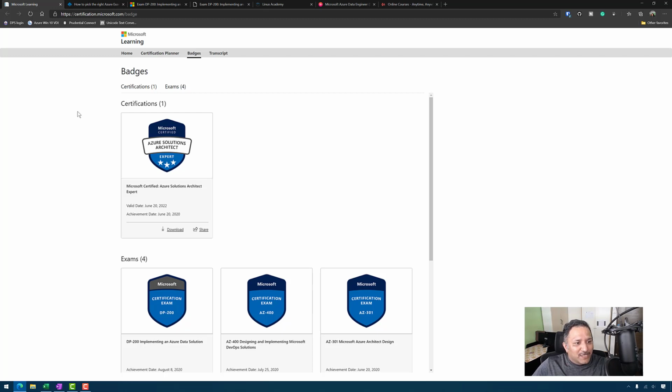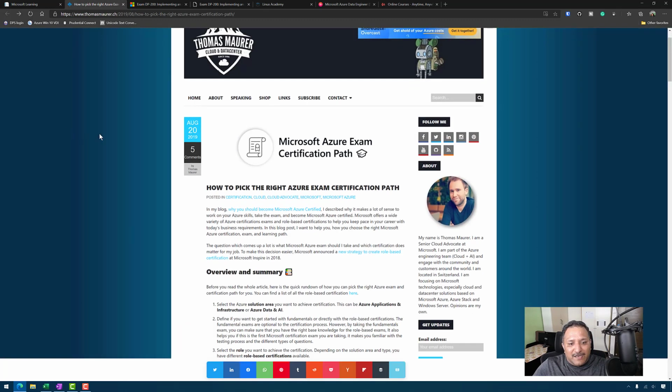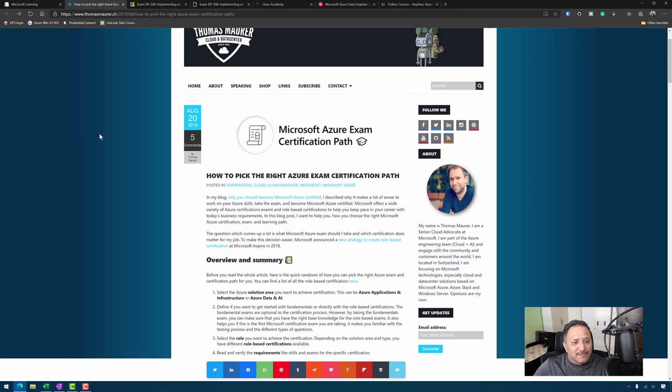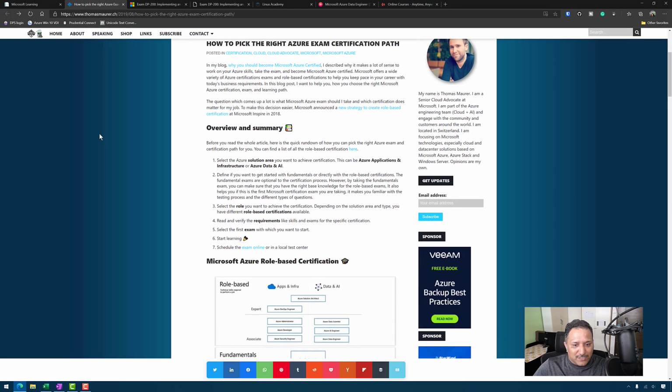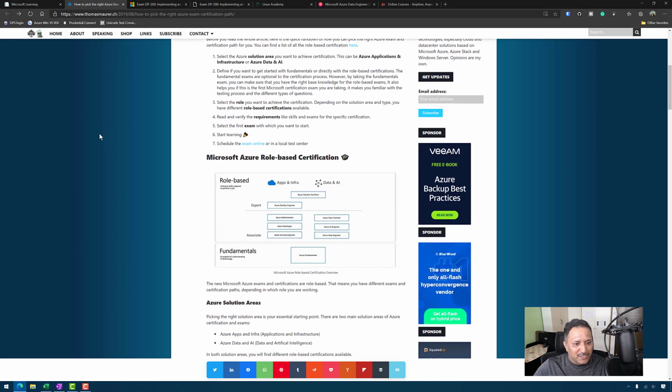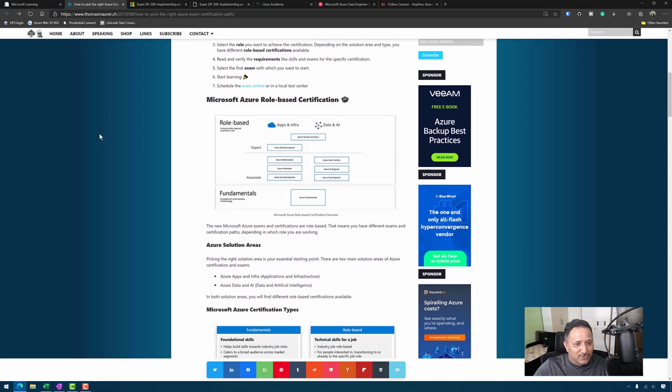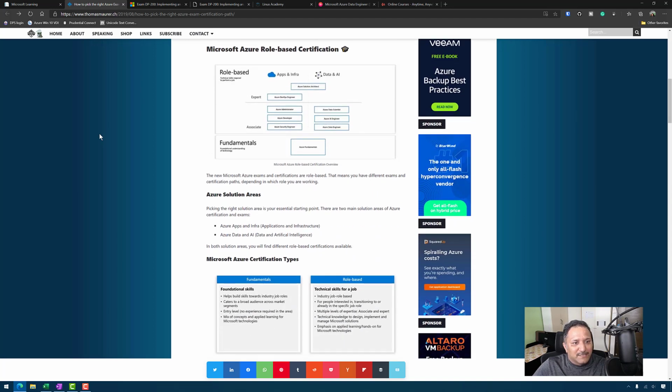If you are new to Microsoft certifications and you don't know which one to start with, I recommend that you have a look at this wonderful post by Thomas Maurer, where he talks about the role-based certifications which Microsoft has introduced for Azure. And if we look at this blog, we find that there is the fundamentals, which is common to all the Azure services.